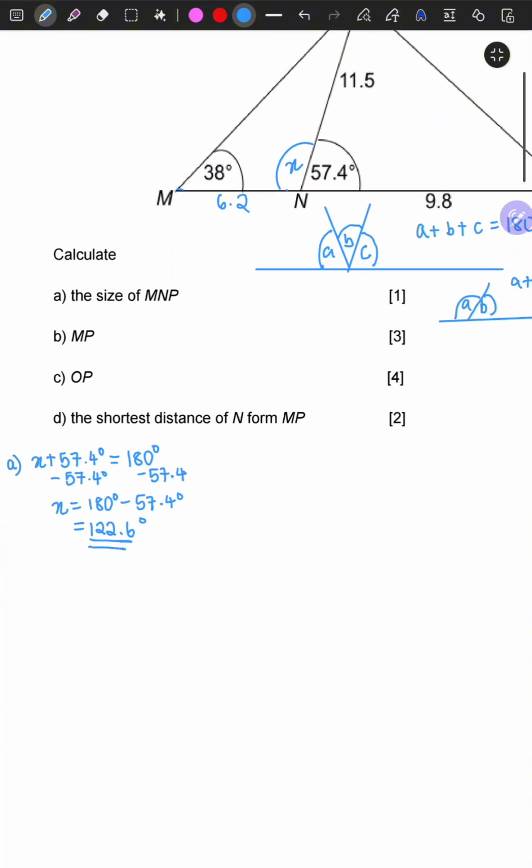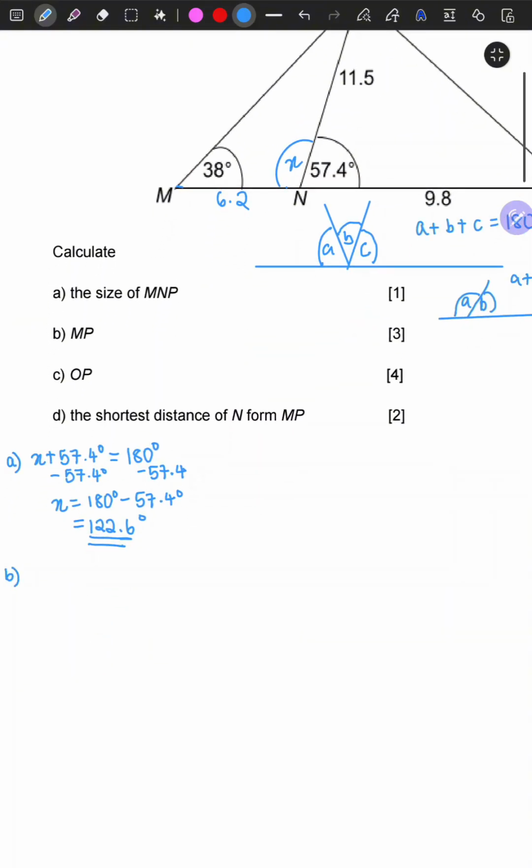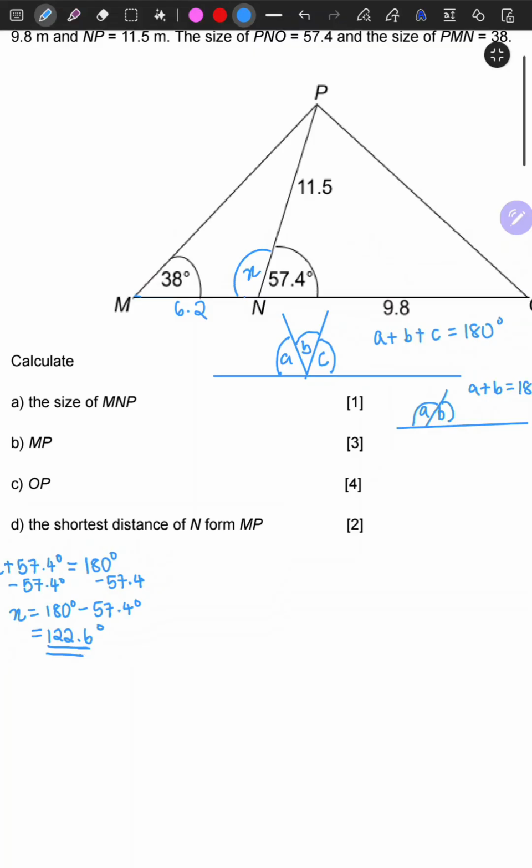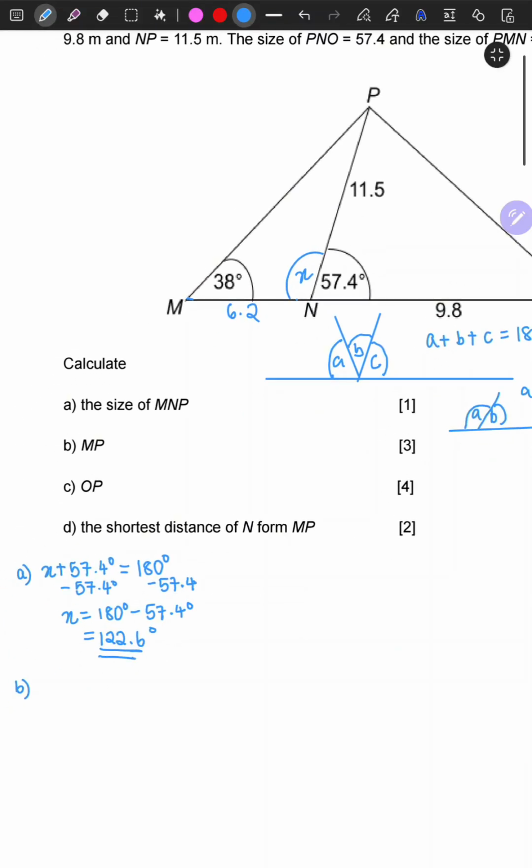Very, very simple question. Then let's move on to the next one, which says we are to calculate MP. Here we have already calculated X, so I'll just put 122.6 there. We are to calculate the length of this side here, which is MP. And also, there's something that you notice here.